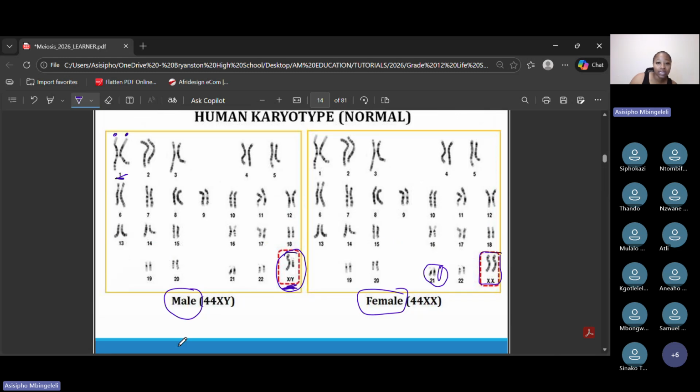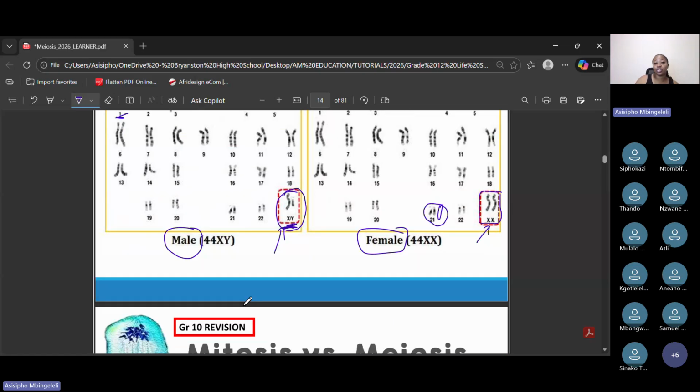So we are able to see that this human karyotype is of a male and this human karyotype is of a female. We focus on the 23rd pair.